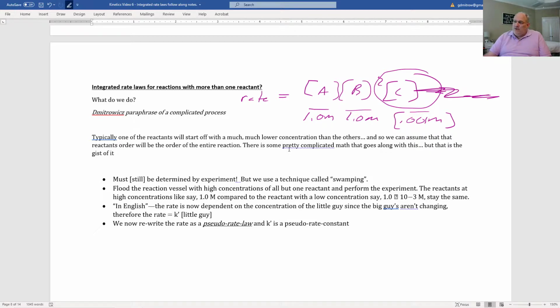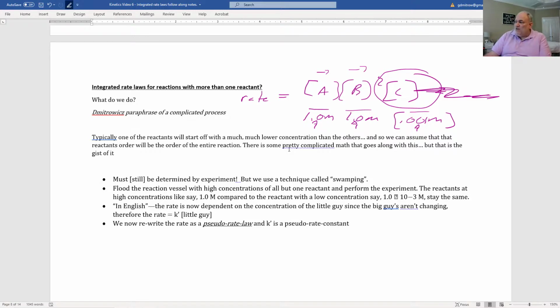So the way I wrote it here is that typically one of the reactants will start off with a much, much lower concentration. So our C in this example is much, much lower. So we can assume that that reactant's order will be the order of the entire reaction. Now that's because if I were to lose a little bit of A and a little bit of B, essentially I'm going to have almost exactly the same amount as I had before. But if I lose a little bit of C, that's going to shift the barometer of my reaction.